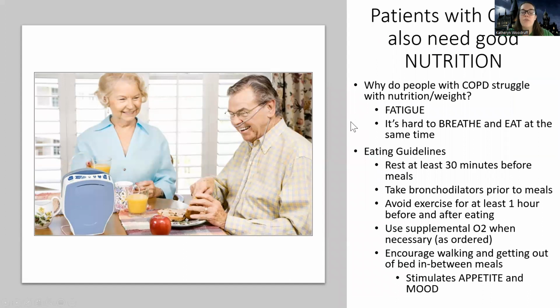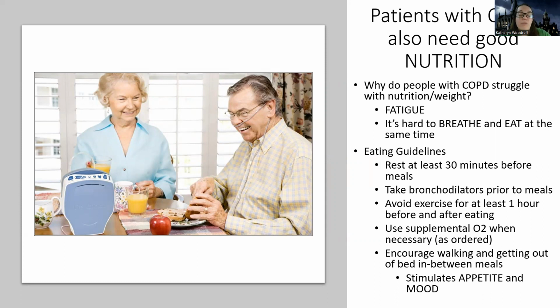So I talked about how nutrition can be an issue for these patients as well. I said that it's hard to breathe and eat at the same time, and they also already have a baseline of having trouble with fatigue. So some general guidelines you can teach your patient is to rest at least 30 minutes before they eat, taking a bronchodilator, and that just helps so that they can actually have the energy to eat.